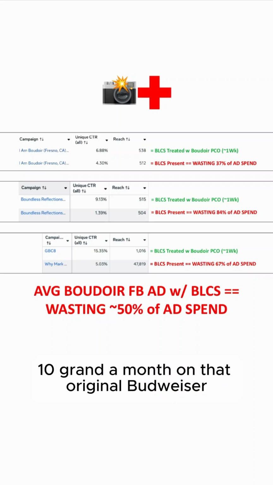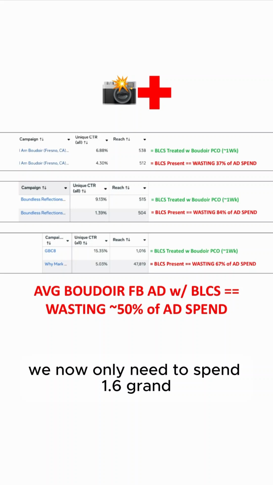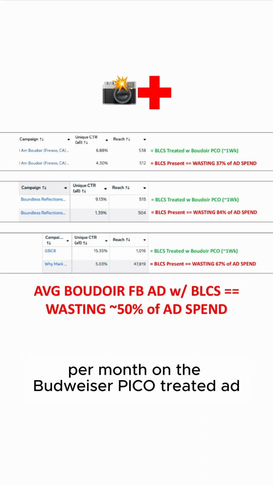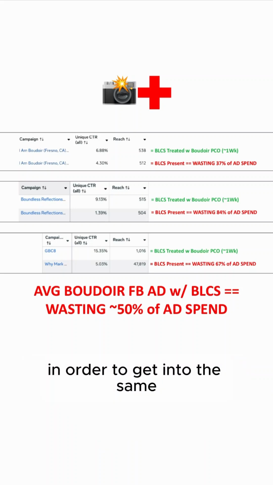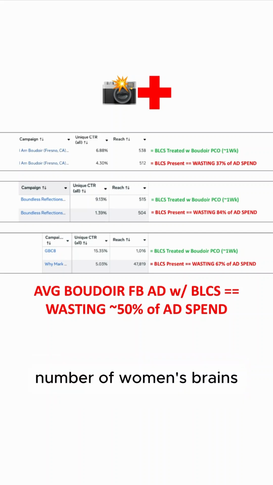If they were spending 10 grand a month on that original Boudoir Facebook ad, we now only need to spend 1.6 grand per month on the Boudoir Pico treated ad in order to get it literally into the same number of women's brains.